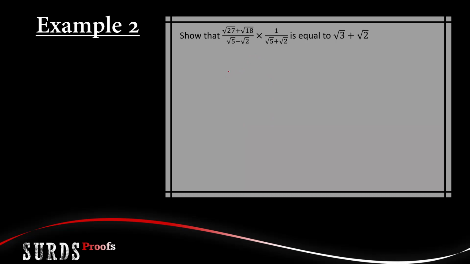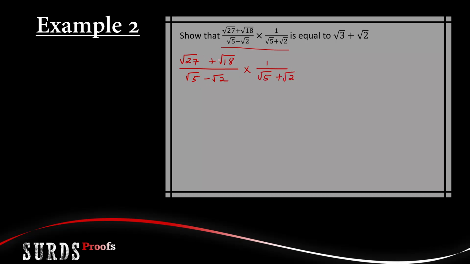Okay, example 2. Show that this is equal to square root of 3 plus square root of 2. So we're just simply going to start here. I've got square root of 27 plus square root of 18 over square root of 5 minus square root of 2 multiplied by 1 over square root of 5 plus square root of 2.